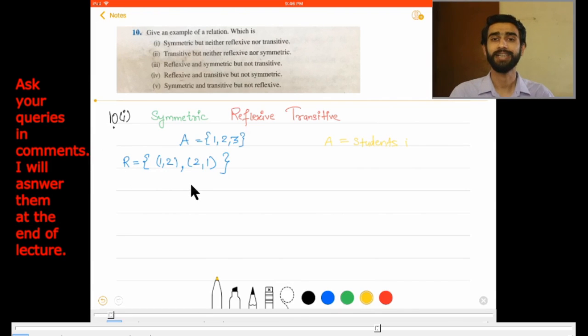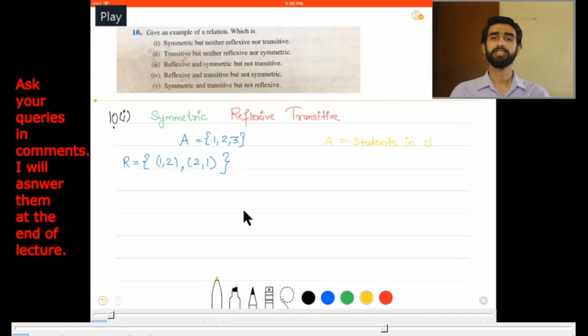Now let's check the transitivity. This relation is transitive or not. You will see for transitivity, if (a,b) is there and (b,c) is there, then the first element should be related to the third. It means 1 related to 2, 2 related to 1, then 1 should be related with 1. So that's why I have not written (1,1) in this relation. So this relation is also not transitive.